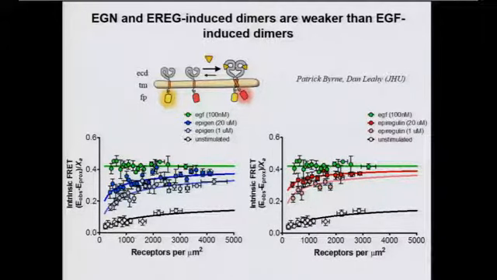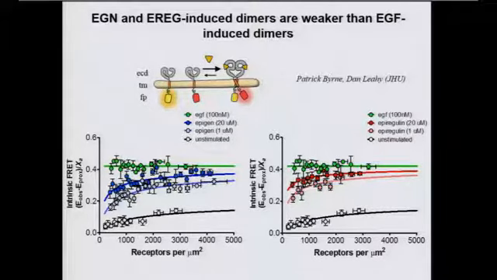So we started off collaborating with Dan Leahy and Pat Byrne, where we take the extracellular domain of the receptor plus transmembrane domain plus a fluorescent protein, either YFP or mCherry, and look at when dimers form, you get FRET between the two of them. If we do this with the EGF receptor, and we plot the FRET against the concentration and density of receptors per micron fluorescence intensity, with EGF, as soon as we can see receptor, we see full FRET.